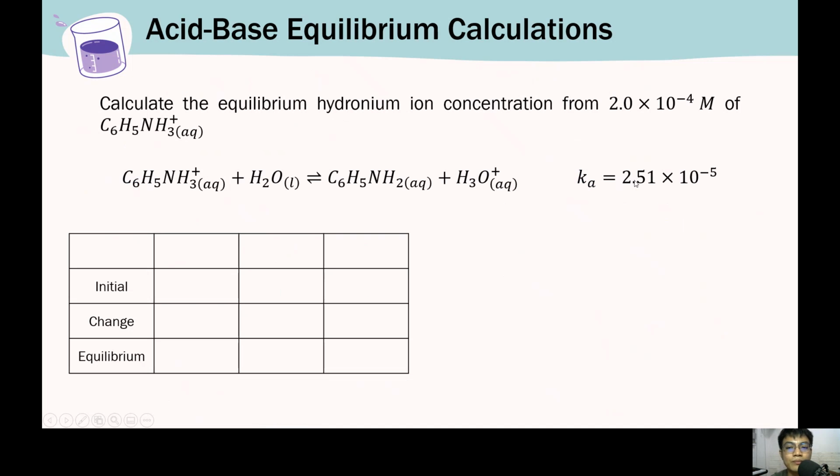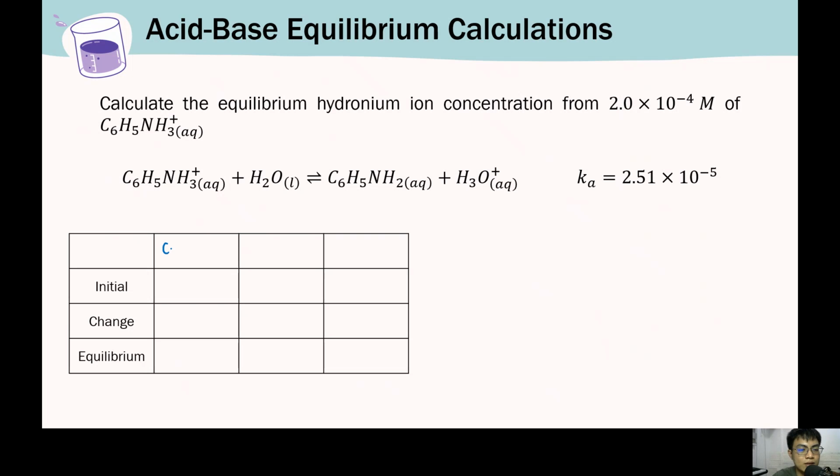So let's look at this problem. Can we apply the square root of CHA times Ka here? I don't know, so let's read. Calculate the equilibrium hydronium ion concentration from 2 times 10 raised to negative 4 molar of that molecule. Okay, so C6H5NH3+ with water producing C6H5NH2 plus hydronium ion. Again, let's write everything in our ICE table.